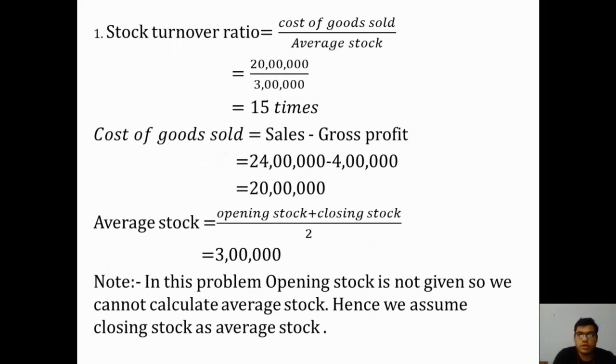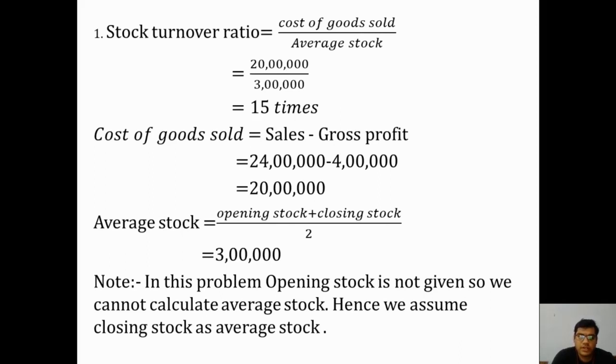The first is stock turnover ratio. The formula is cost of goods sold divided by average stock. Here the cost of goods sold can be calculated by the simple formula, that is sales minus gross profit, that is 24 lakh minus 4 lakh. So the cost of goods sold is 20 lakhs.